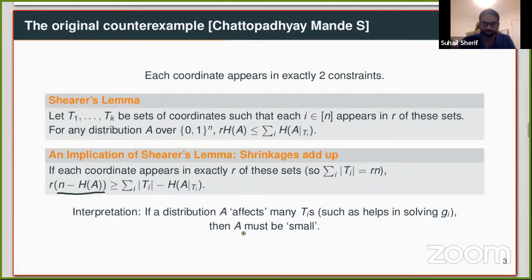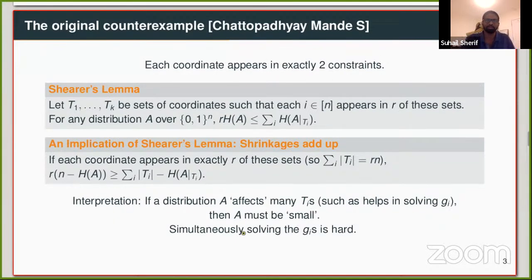Okay, why am I talking about distributions? If you have a cheap cost protocol, then that would imply that there's a large distribution which helps in solving many of the GIs. So the fact that if a distribution helps in solving GIs, then it must be small, means that it's actually hard to simultaneously solve the GIs. So in particular, solving F is hard. That's what I mean by simultaneously solving the GIs.